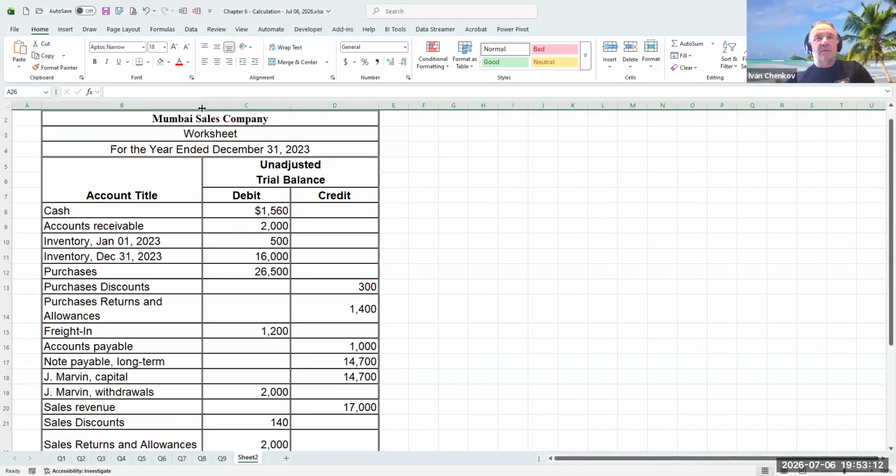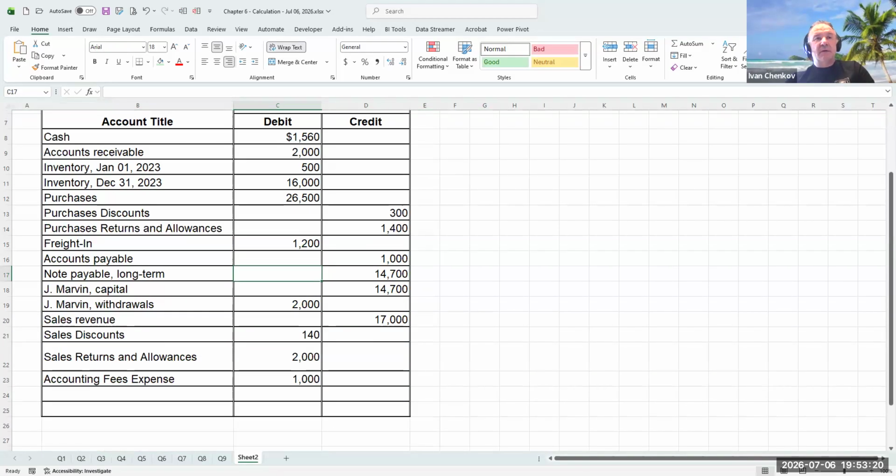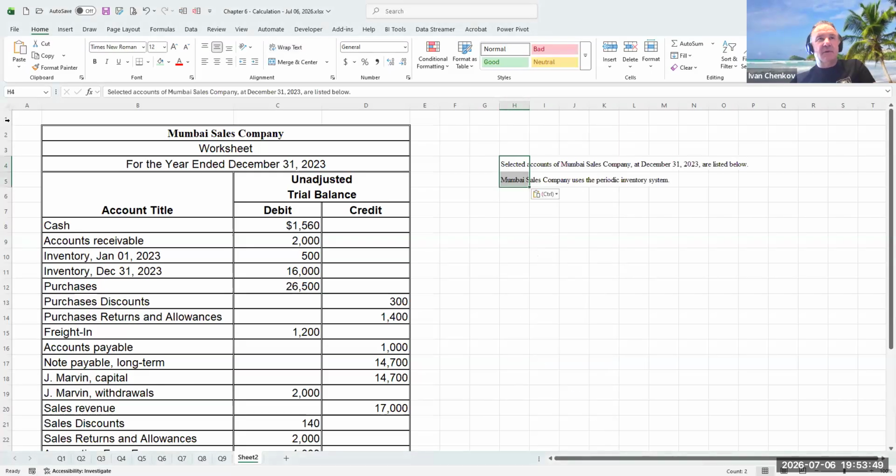It's too much. So once you see a question like this, what do you have to do? First, usually the question is going to tell you whether this company is running the perpetual system or periodic system. But let's say it doesn't say anything. Now the information for this question says, selected accounts of this company have this. I'm going to paste exactly what the question says.